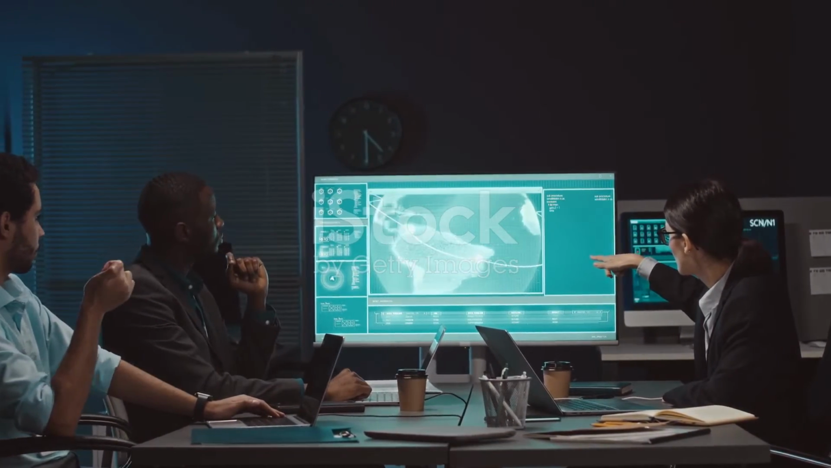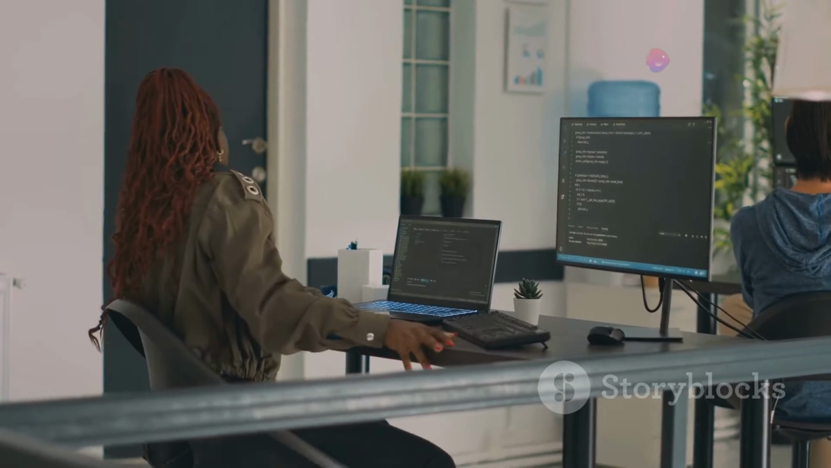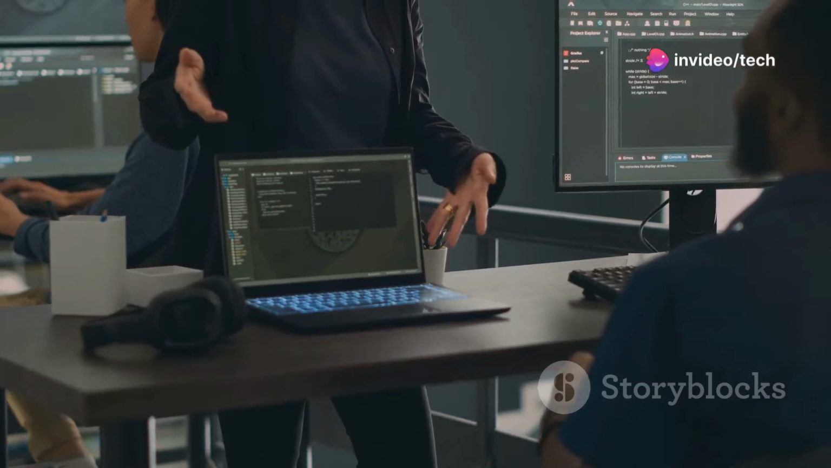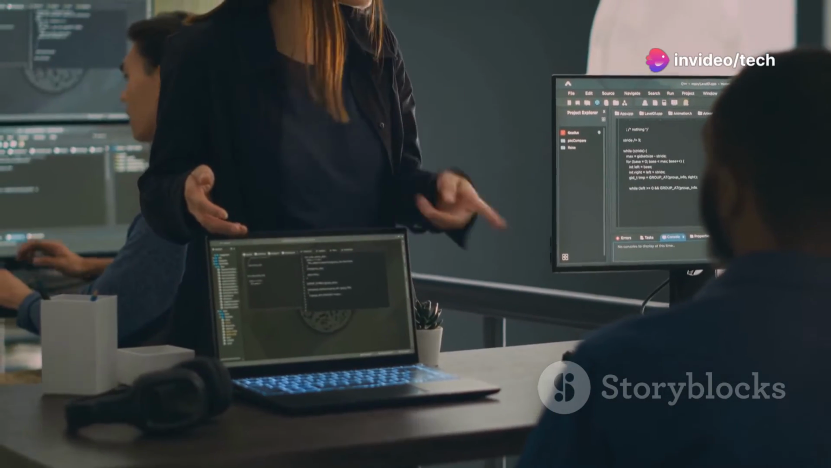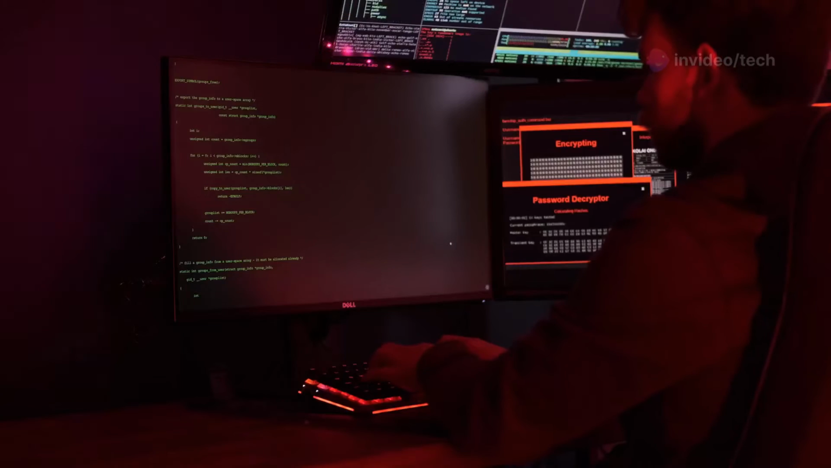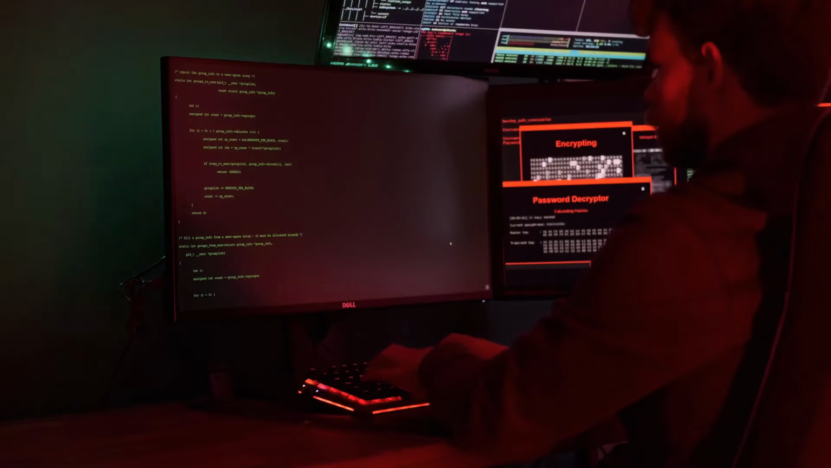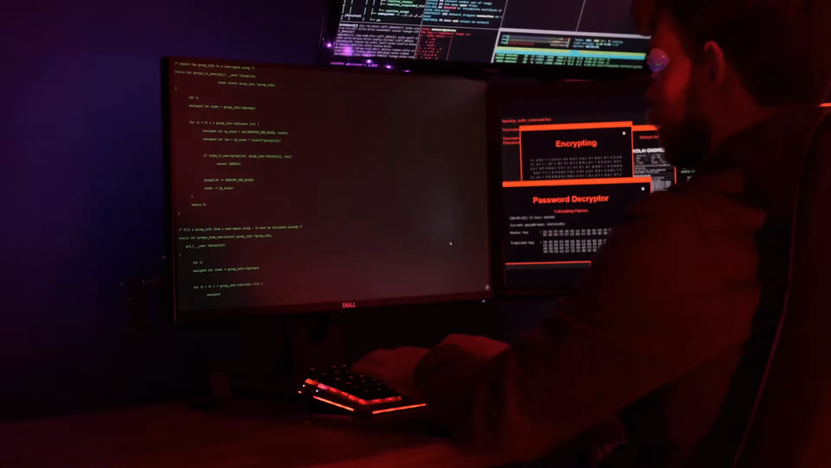Section 10. The role of developers. Developers play a crucial role in preventing broken access control vulnerabilities. They are on the front lines of application development and must prioritize security in their coding practices. A security-first mindset involves understanding potential risks and implementing measures to mitigate them from the outset.